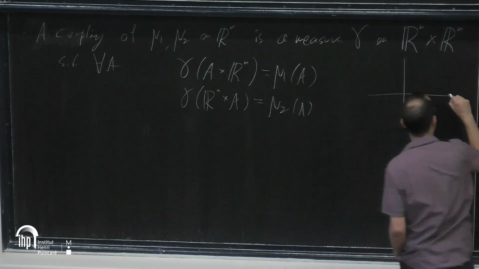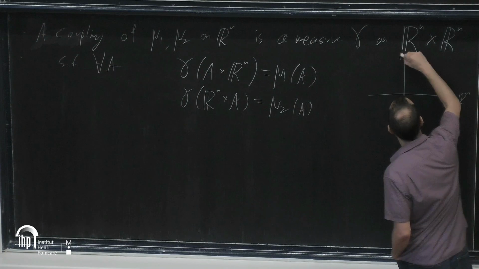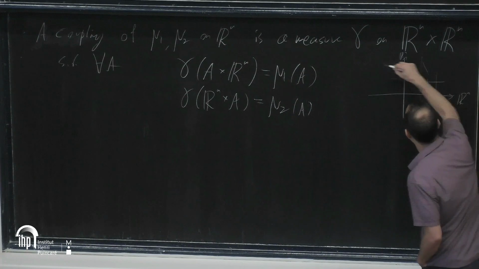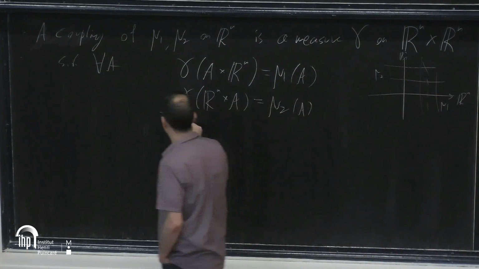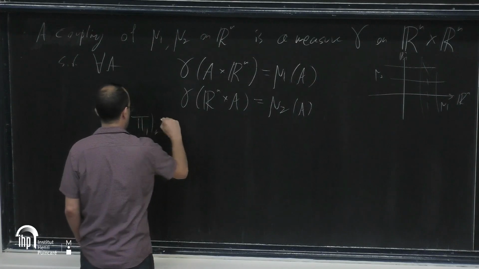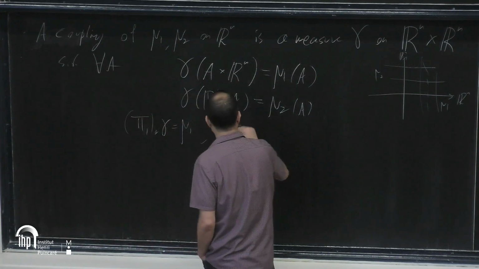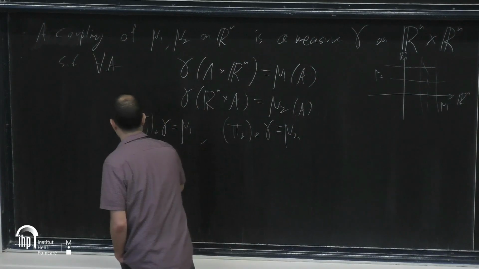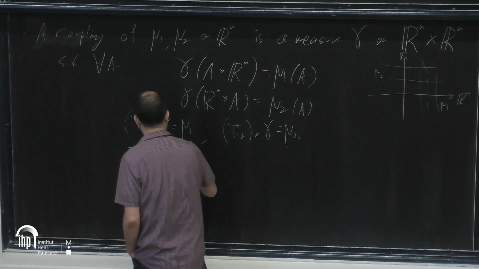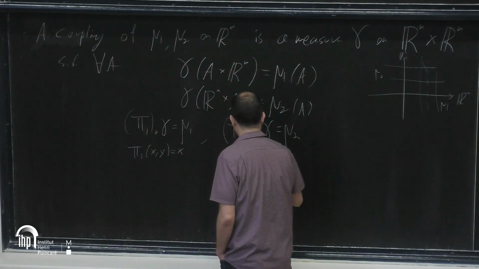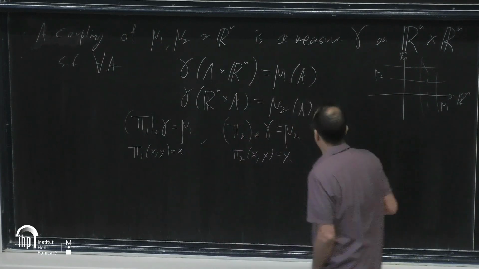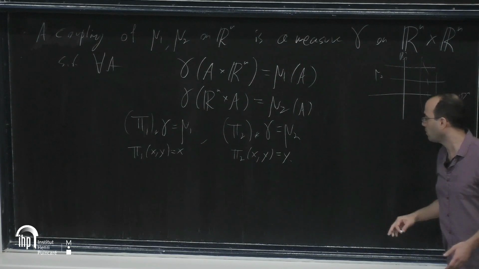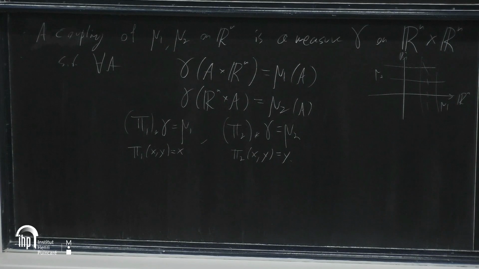Okay, so if these are two copies of Rn, then the first marginal is going to be mu1, and the second marginal is going to be mu2. Maybe we can write it as pi1 of gamma is mu1 and pi2 of gamma is mu2, where these are just the projections onto the first and second coordinates. So pi1 of (x,y) is x, and pi2 of (x,y) is y. Now this is a coupling. Already we see that given any two measures mu1 and mu2 in Rn, there exists at least one coupling, which is just the product measure.